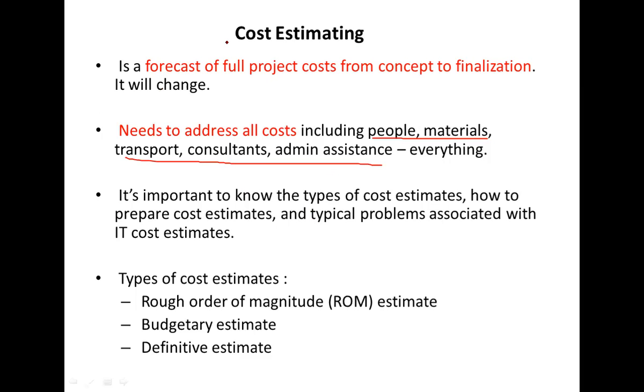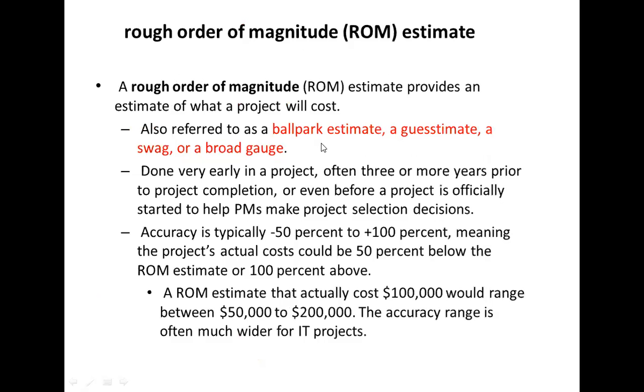So, to do these cost estimations, we have different types of cost estimates used. The first one is rough order of magnitude estimates, or ROM. In short, we call it ROM measurement, and then the budgetary estimate, and the definitive estimate. Those are the three main cost estimation types which we can use. There are more than that. Let's talk about them later.